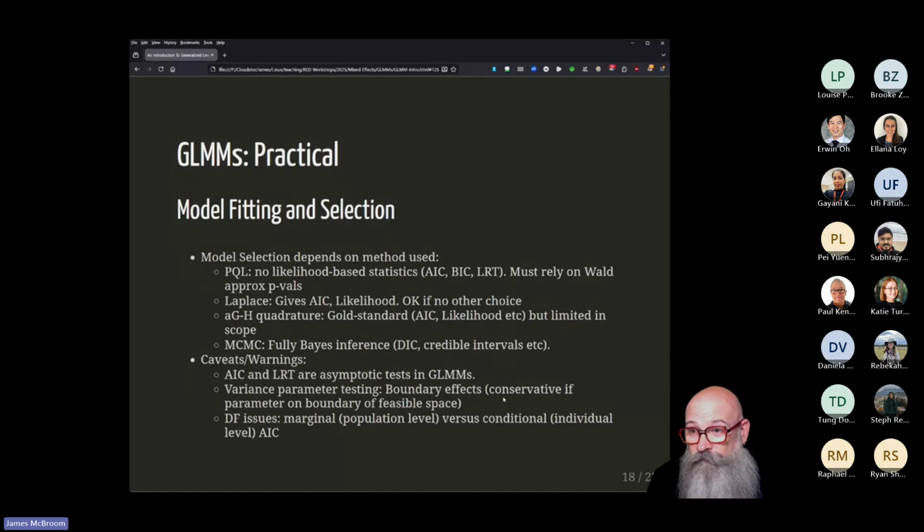Degrees of freedom issues as well. So these GLMMs are a little bit complicated, and no one really has good answers for some of these things yet. So if you do have an issue and you come to me, ask me about it, please be prepared for me to sort of give you multiple options and very many caveats around my advice.